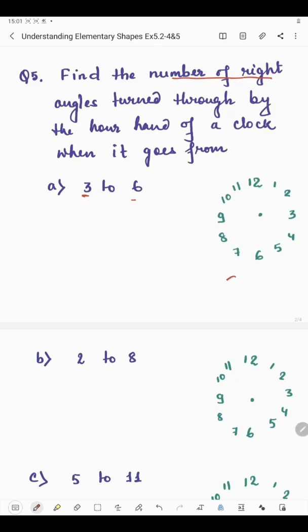Now see, this is a complete whole, and it makes 360 degrees. Complete whole means full revolution, which makes 360 degrees, right? And this complete whole is divided into 12 parts. If you see the clock here, this complete whole is divided into 12 parts as there are 12 numbers.